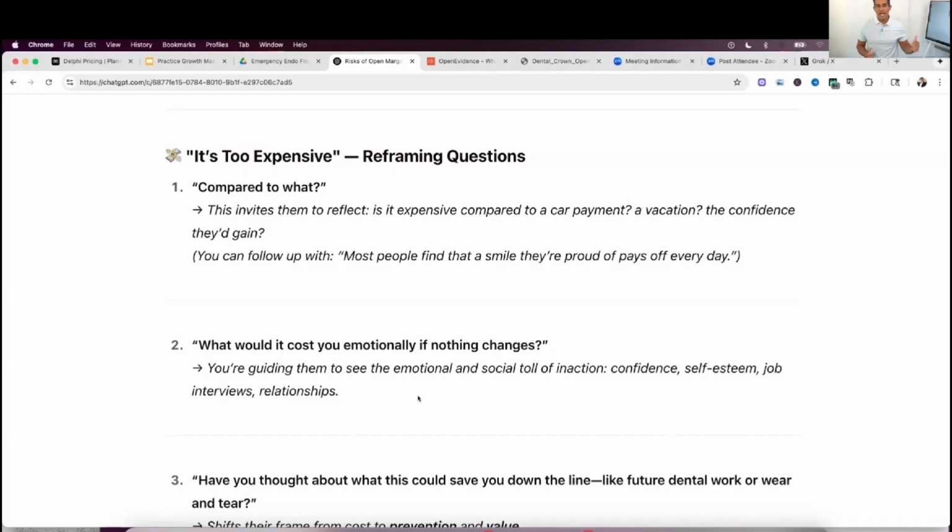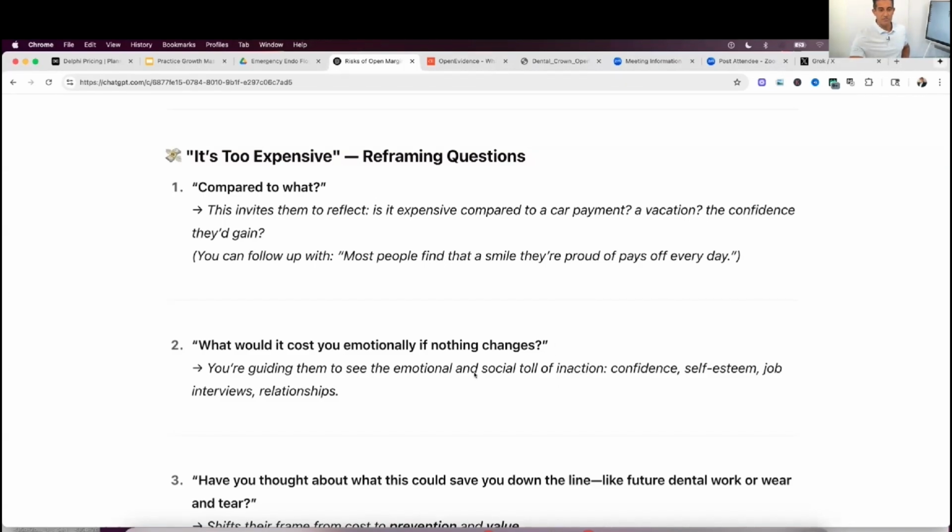I don't want them to feel like I'm attacking them. I don't want them to feel like they are the culprit. I want to separate them from the situation. It's very key. If you can have your patient be the third eye and the situation be something that they look over, then they can see it in its full scope. They're like, oh, yeah, if nothing changes, here could be an issue. So you're guiding them to see the emotional and social toll of inaction.